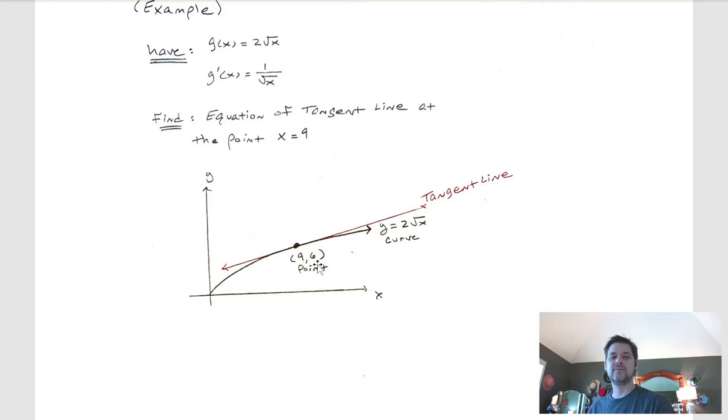How did I get that? Well, if I put 9 into the equation for that function, it says 2 root 9. Root 9 is 3. 2 times 3 is 6. So that's the point. So the point might say x is equal to 9, but we're going to need both the x coordinate and the y coordinate. Okay? So, okay, it says 9, but it's really like 9 for x, 6 for y. All right, so I've got that.